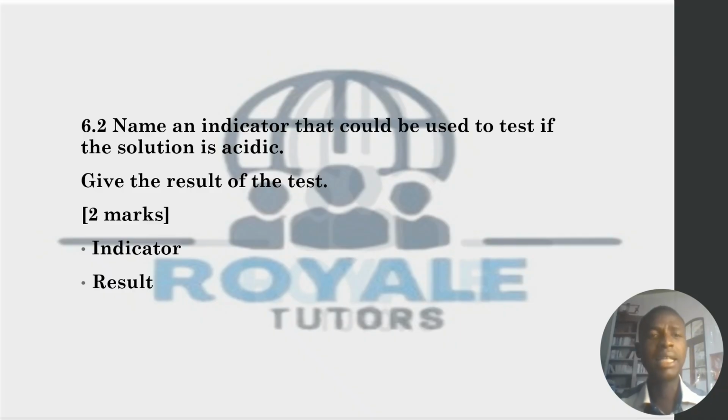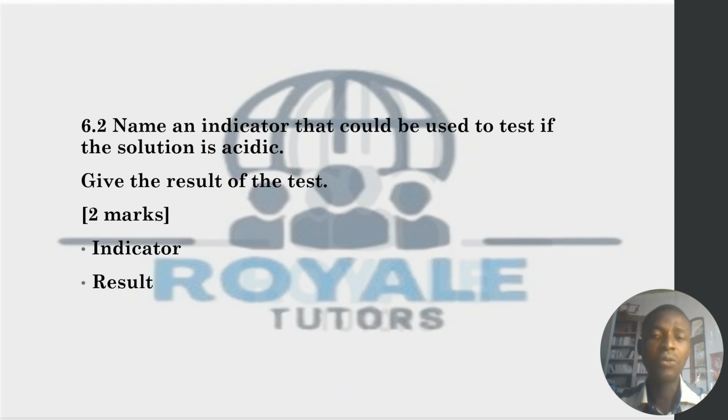This question is question 6.2 from 2024. This also is a 2 marks question, and it says name an indicator that could be used to test if the solution is acidic. Don't forget what indicators are used for, and we have quite a number of them. When you're checking the pH, whether it is acidic or basic or alkaline, as the case might be, you have to give the result for the test. This is a 2 marks question.